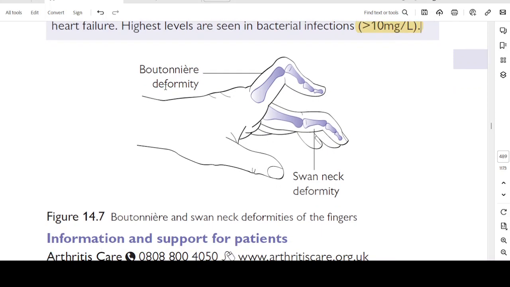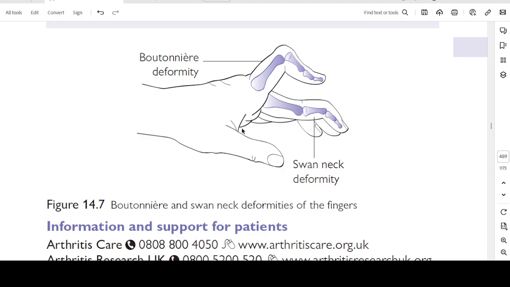So, deformities in rheumatoid arthritis. There are two deformities in the fingers: Boutonniere's deformity and swan neck deformity. Boutonniere's deformity is hyperextension at the metacarpophalangeal joint, flexion at the proximal interphalangeal joint, and extension at the distal interphalangeal joint. Swan neck deformity is extension at the proximal interphalangeal joints and flexion at the distal interphalangeal joints.